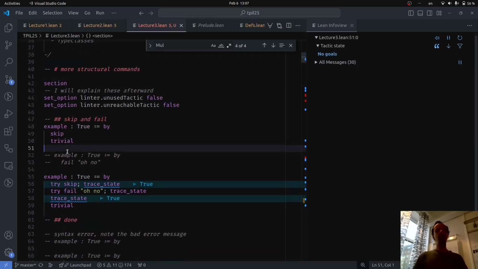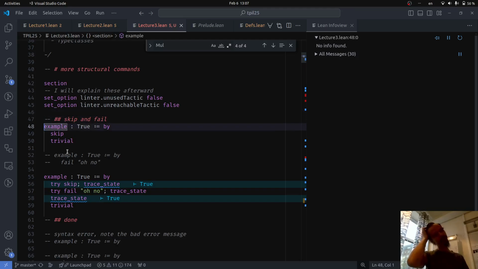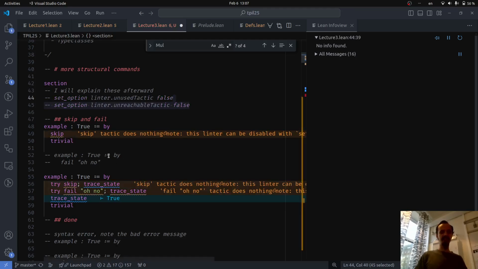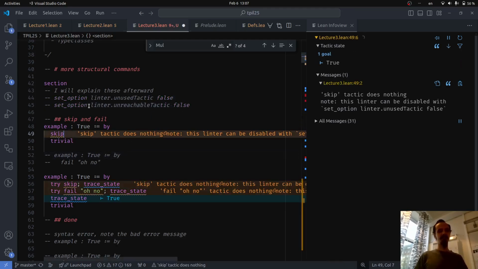Okay, so just for these simple combinators, they're really structural tactics. I just want to introduce skip and fail. These are very simple tactics. Skip does nothing. You have a goal, in this case our goal is to prove true. After skip, our goal is still to prove true. It does nothing. Normally, you don't use this tactic, and in fact, if we turn off these linters.